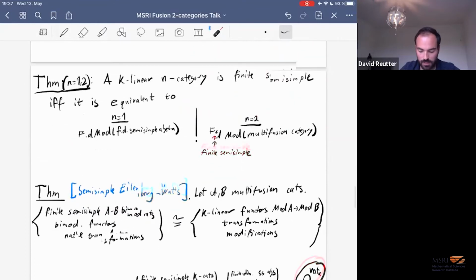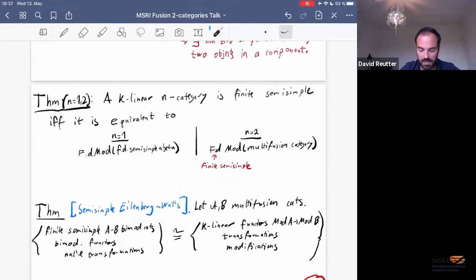Okay, and then moreover, you do have a notion of semi-simple Eilenberg-Watts, which says that if A and B are multi-fusion categories, then finite semi-simple A-B bimodule categories, bimodule functors and natural transformations are equivalent to k-linear functors, transformations and modifications. So we've now managed to have this notion, which you can define independently of the notion of a multi-fusion category, which is really governed by this direct sum and 2-idempotent completeness, and where the 1-morphisms are now just functors rather than bimodules.